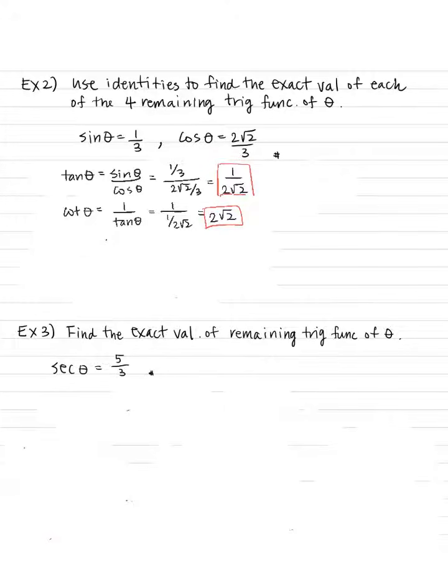And let's go with the secant. Secant of theta, what's the reciprocal identity for that? That's 1 over cosine. So 1 over cosine is given to be 2 root 2 over 3. So this is 3 over 2 root 2.